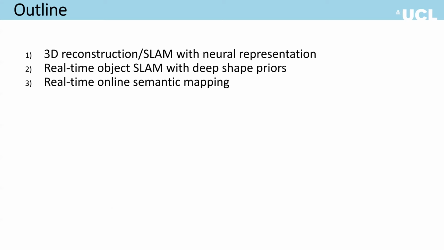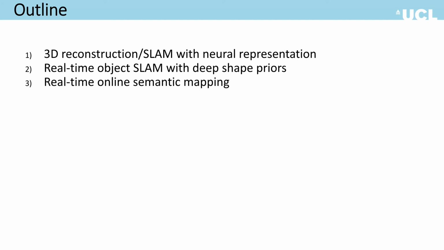So more specifically, I'm going to talk about, as you can see, neural implicit representation, and how neural implicit representation can be applied in 3D reconstruction and SLAM. And then also how this neural representation can be applied in object level SLAM to be used as a shape prior. And finally, I will also talk about my recent work on real-time online semantic mapping.